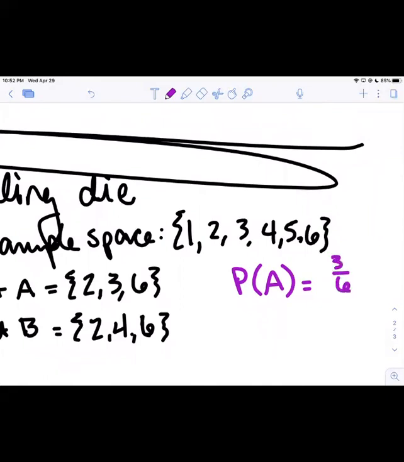Yep, 3 over 6. There are 3 different options out of my 6 sides. 3 out of 6 is my probability of rolling A. Probability of getting B is the same, right? 2, 4, 6. Those are 3 sides of my 6 sides. So it's also 3 over 6.